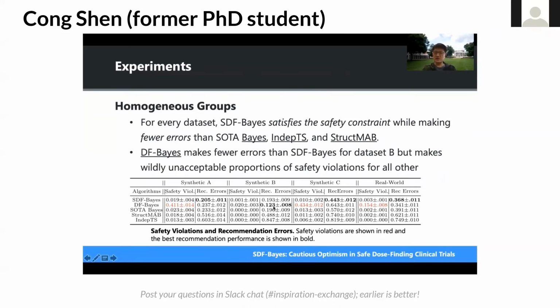There is one exception, though. Here, the DF-Bayes has a better recommendation error than our method for synthetic data set B. However, this comes at the cost of an unacceptable proportion of safety violations, as you can see here.